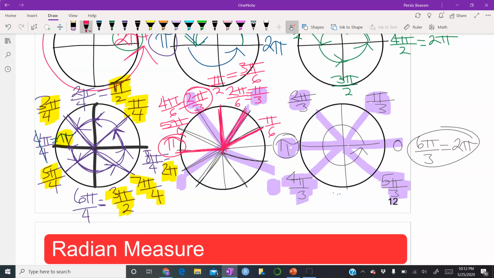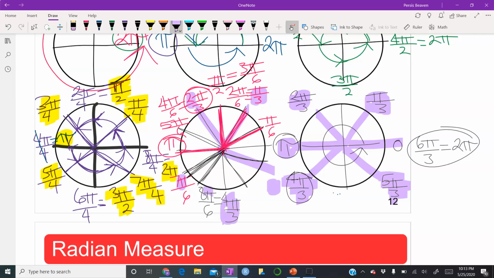And then here pi will be the same as 6 pi over 6. So then this one will be 7 pi over 6. So in fact, this one shouldn't be purple. This is the one that should be 8 pi over 6. But it reduces to this number, 4 pi over 3. I'm taking a lot of room there.